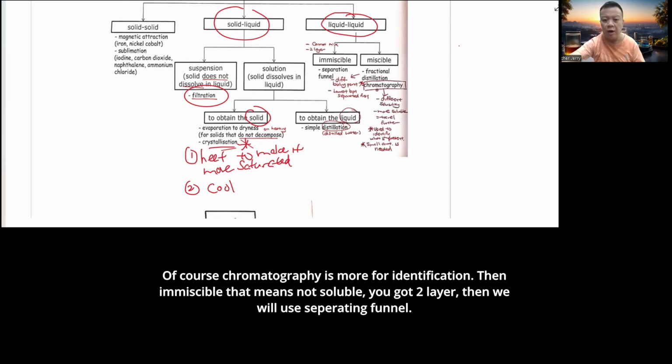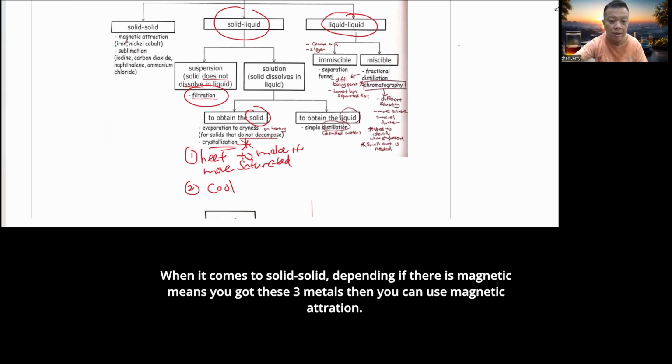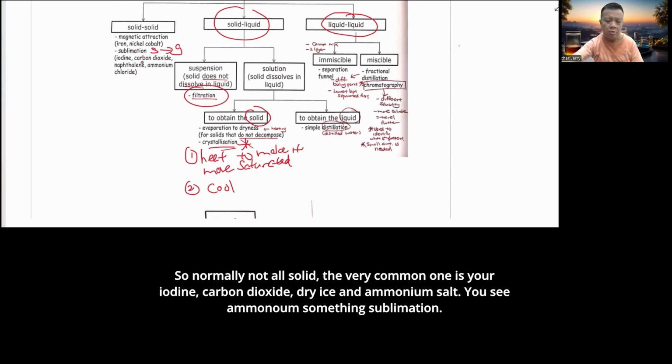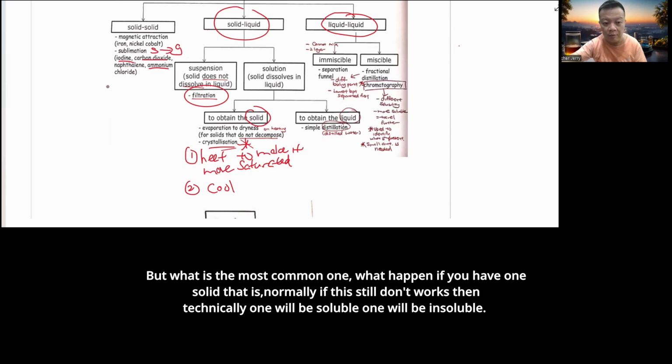Of course, chromatography is more for identification. Then if it's immiscible, that means not soluble, you get two layers, then we will use a separating funnel. When it comes to solids, depending on whether they're magnetic, meaning you've got these three metals, you can use magnetic attraction. Sublimation means solid to gas without going through the liquid phase. Not all solids do this. Very common ones are iodine, carbon dioxide as dry ice, and any ammonium salt. You see ammonium something, sublimation. But what is the most common one? If you have solids where these two methods don't work, then technically one will be soluble, one will be insoluble.